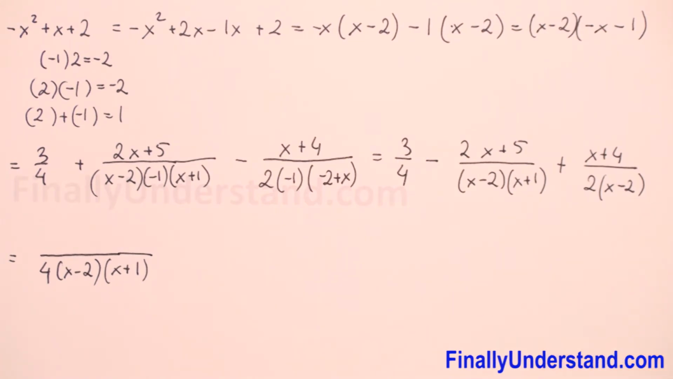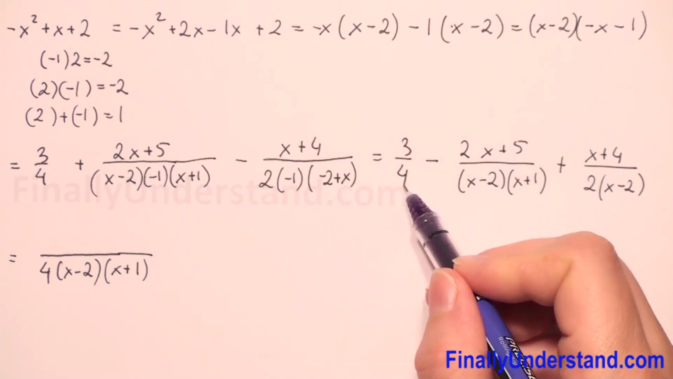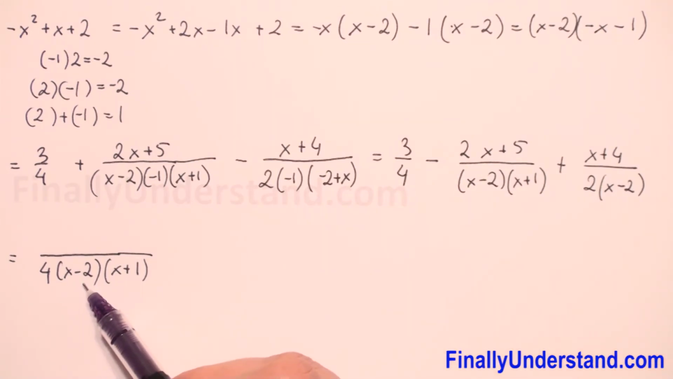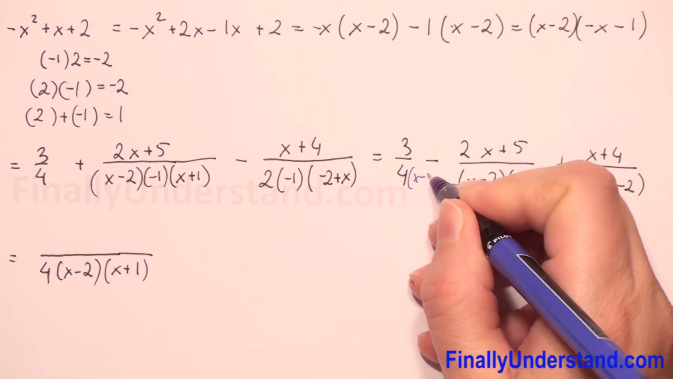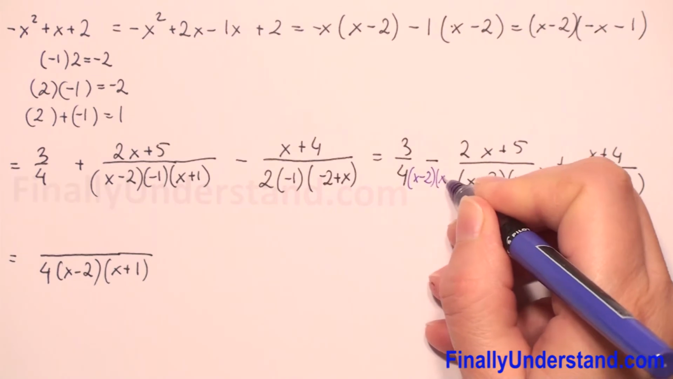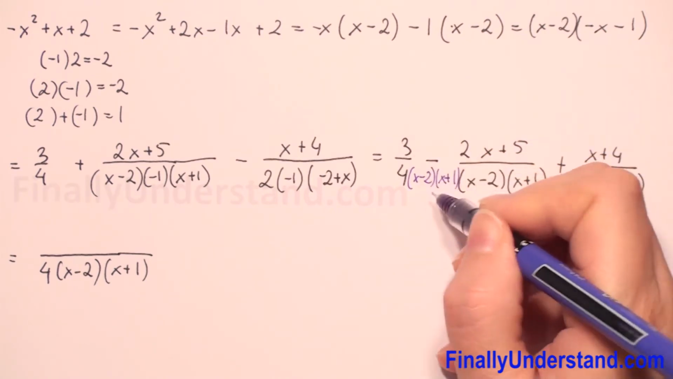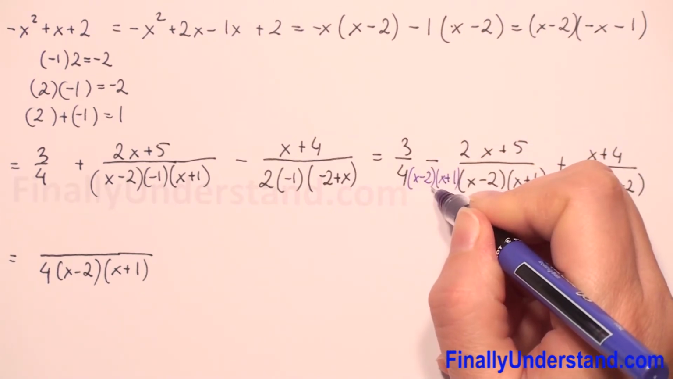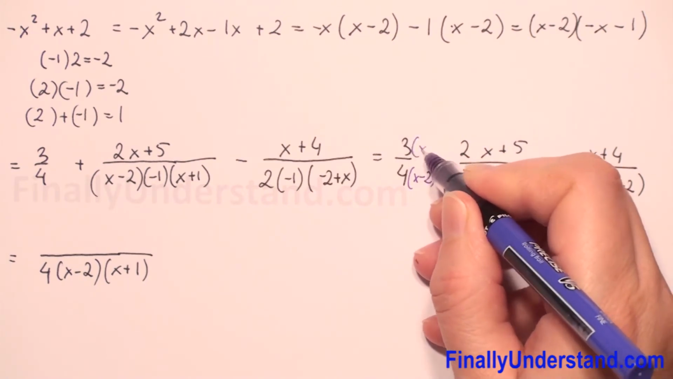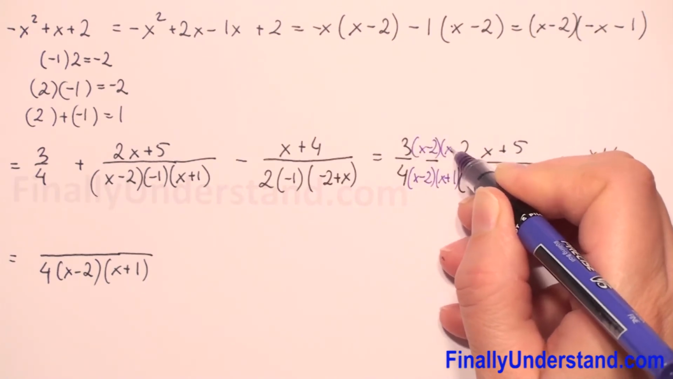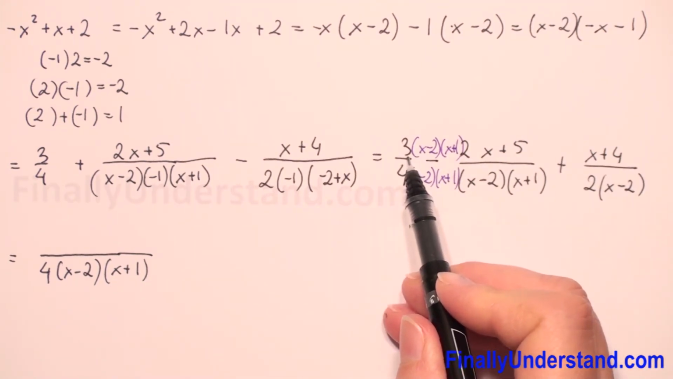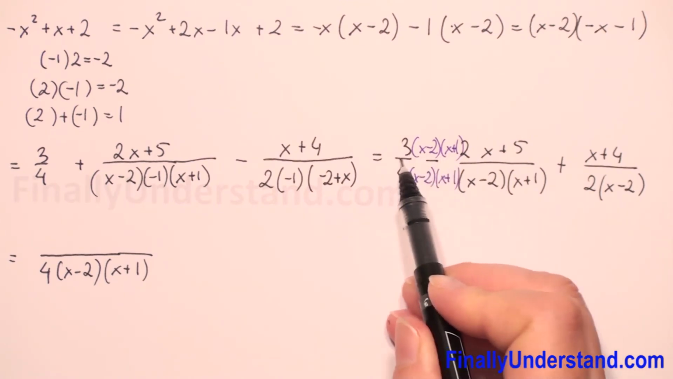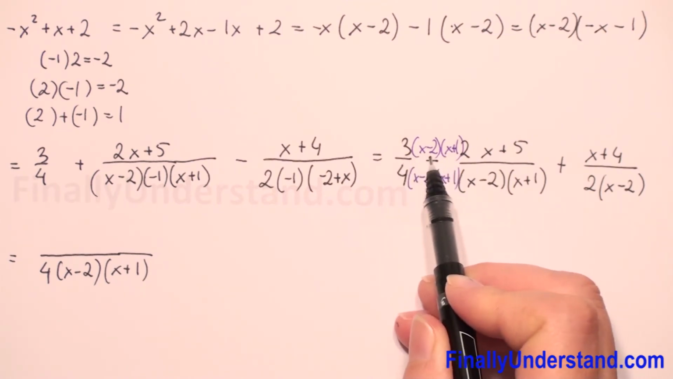So now let's check the first denominator. We have only 4. And now we have x minus 2 times x plus 2, so I need to multiply this denominator by x minus 2 and x plus 1. So when I multiply the denominator, I have to multiply the numerator by the same expressions. And now the denominator is the same. I have to multiply the numerator. I have to do multiplication in the numerator.